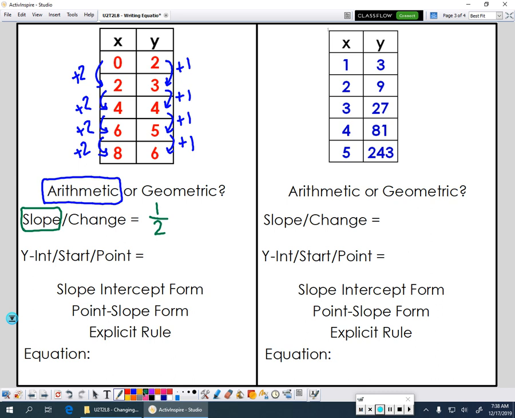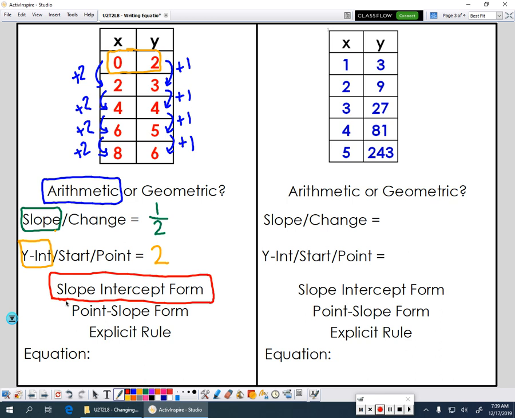The next thing I want to look for is see, do I have a y-intercept or just a point? And if I look at this table, I know my y-intercept is a place where x equals 0. So my y-intercept here is going to be 2. Now if I didn't have a y-intercept, I could pick any other point. But knowing that I have a slope here and a y-intercept, that means I'm going to write this equation in slope-intercept form. If I had a point and a slope, I would use point-slope form.